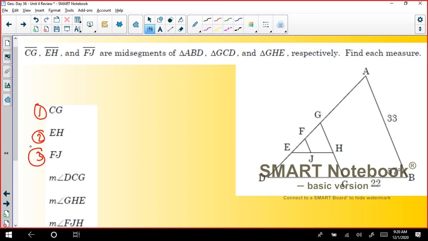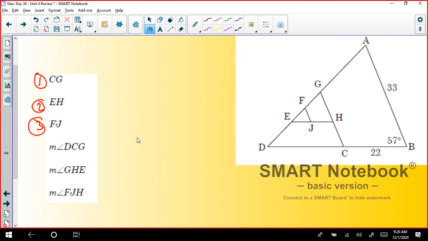Use your chat. Once you have the answer, I'll give you like a minute. You know these are the mid segments. This is your mid segment, this is your mid segment, and this is your mid segment.